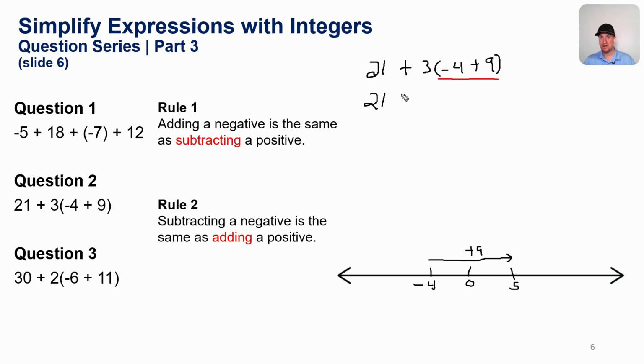So now we have 21 plus 3 times positive 5. So I'm not really going to need the number line to model any more of this, unless I want to. But from here, I'm going to do 3 times 5. I'm going to do the multiplication step next. It's according to order of operations. Do the multiplication before addition. So 3 times 5 is 15. So I have 21 plus 15 now. And then 21 plus 15 is going to be 36 here. Okay. So question number 2 is equal to 36.